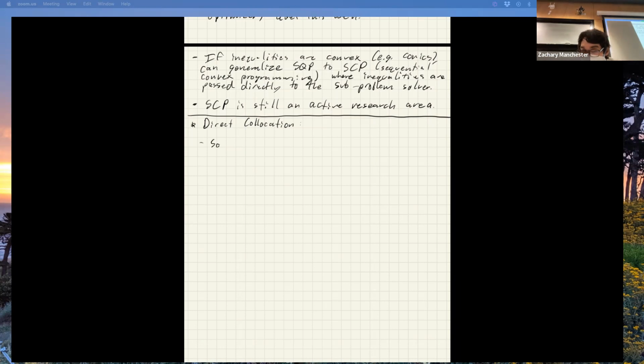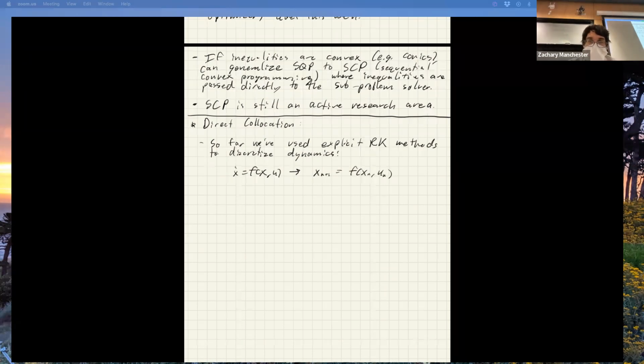Okay, so basically, so far we've used explicit Runge-Kutta methods, like RK4, to discretize our dynamics. And what explicit really means is there's some function that I plug into and I get xk plus 1 out of it directly. So I have stuff that looks like this, right? That's what happens when I do RK.